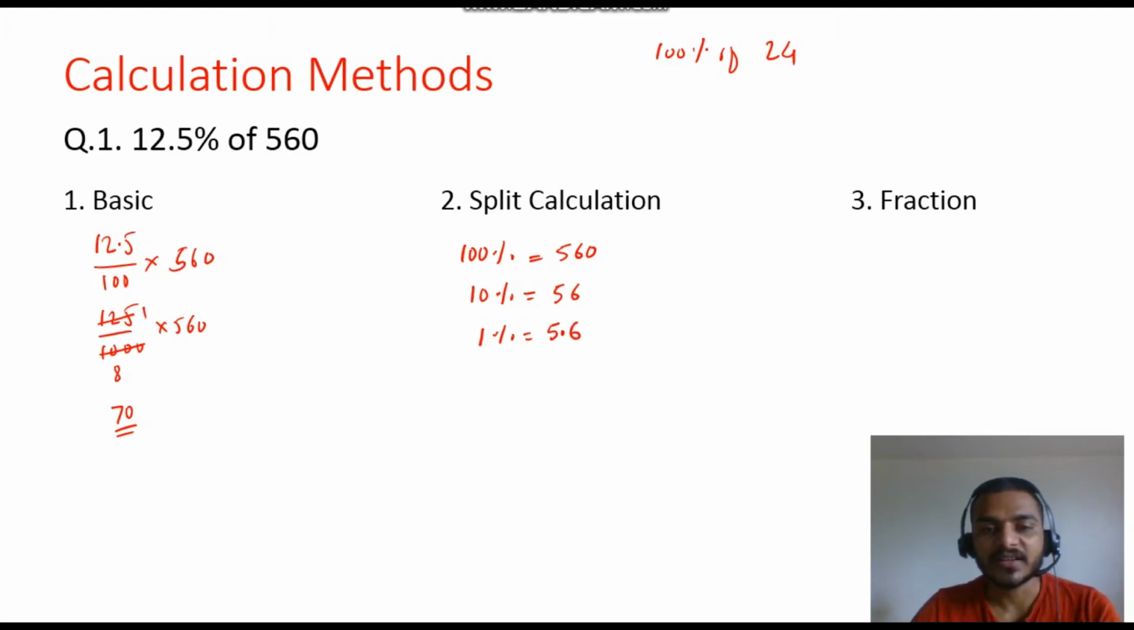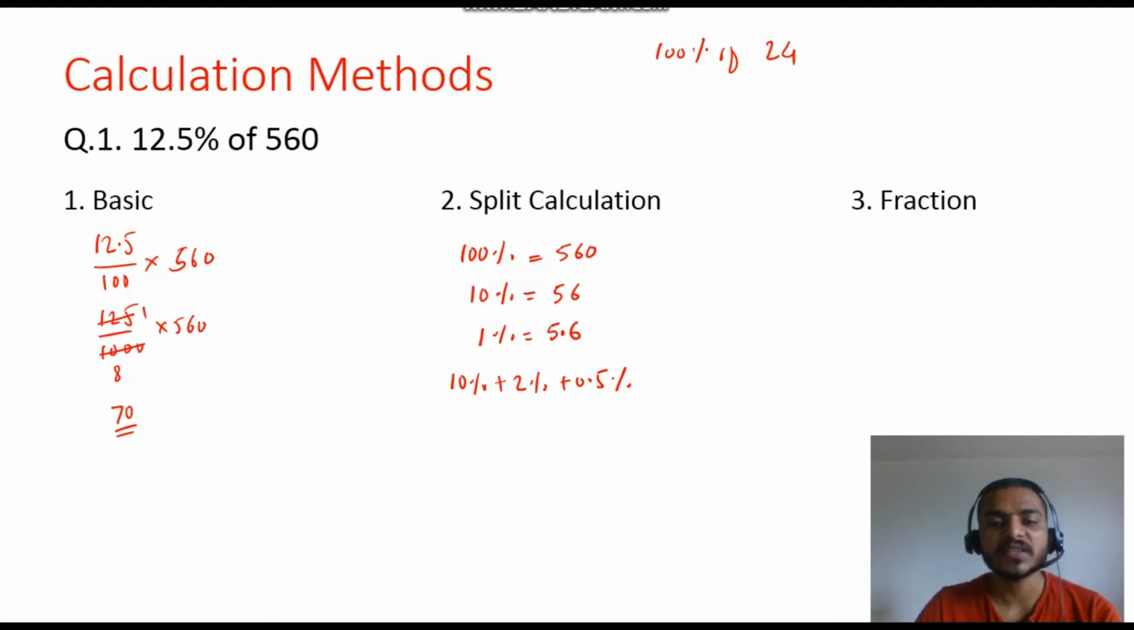Now why do I need this for split calculation? Because the question is 12.5%. So now I am going to write down 12.5% as 10% plus 2% plus 0.5%. Now there is no rule to split this calculation. You can do it any which way you want to, right? But just as of now, I'm doing it for 10% plus 2% plus 0.5%.